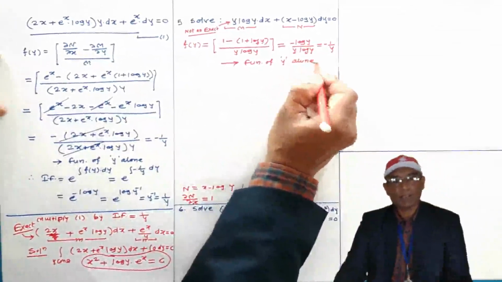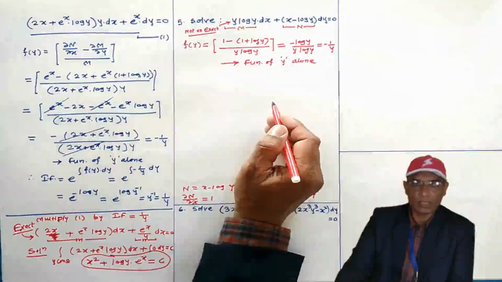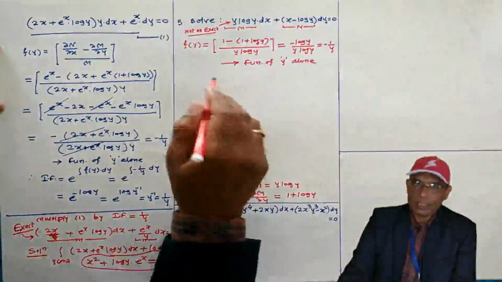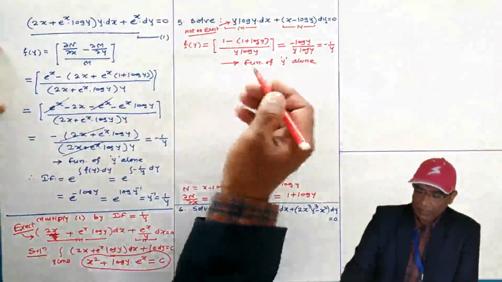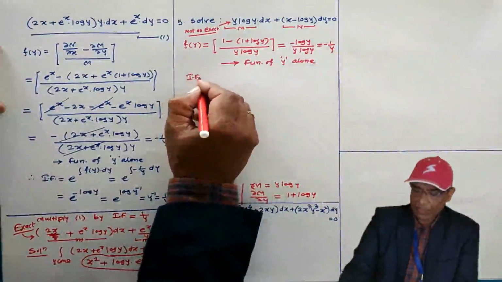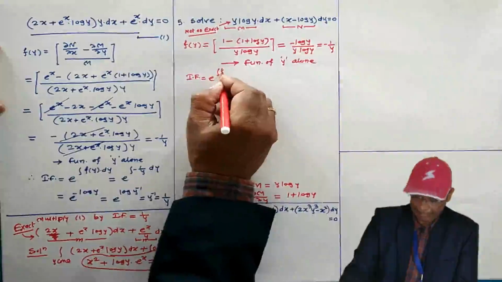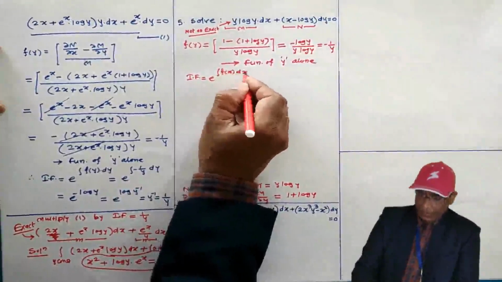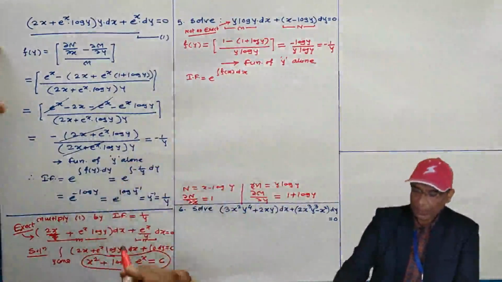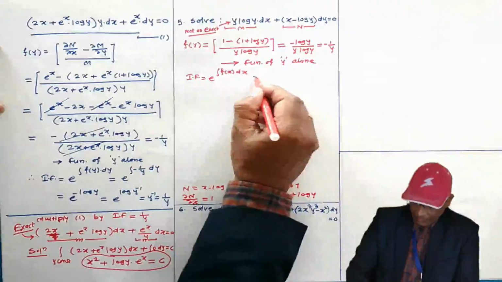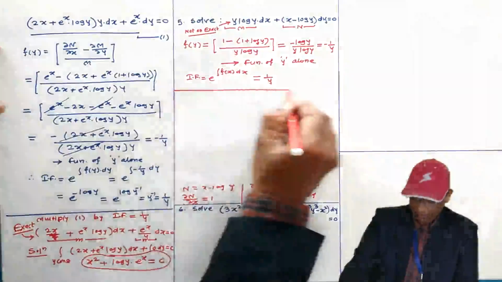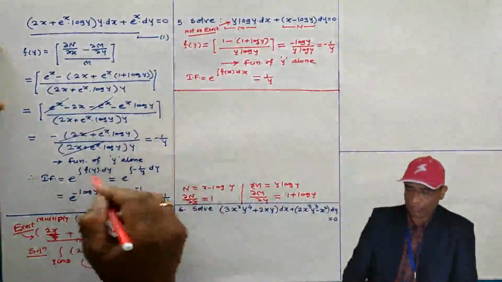You can check whether fx is a function of x alone or not. That I have not done here, that is for you. But I tell you, fx is not a function of x alone on simplification. So find the integrating factor, e power integration of fx. I think it is the same here, minus 1 by y, and here again minus 1 by y. So the integrating factor, directly writing, is 1 by y, because we have solved the same thing in the previous problem.